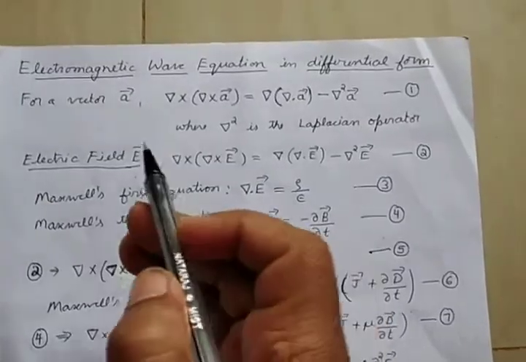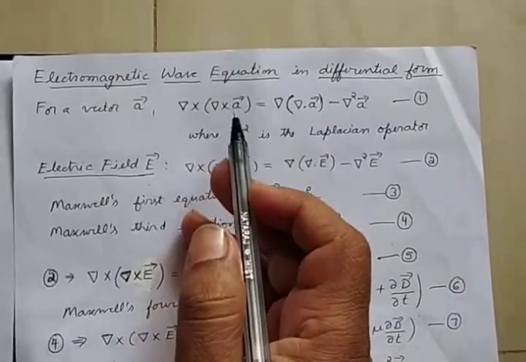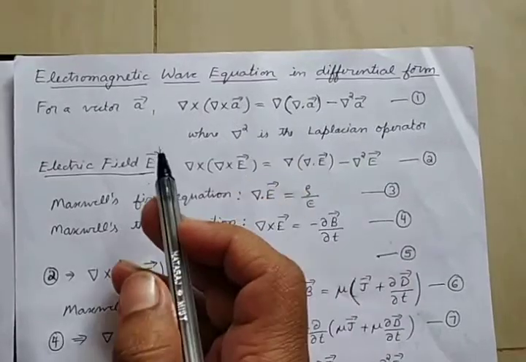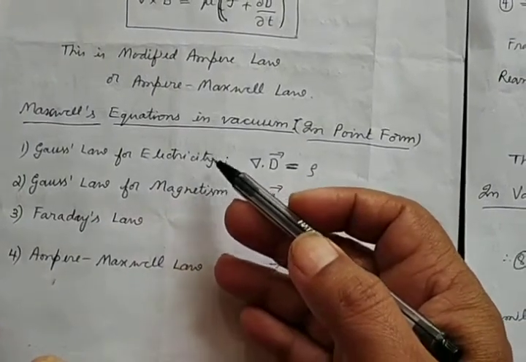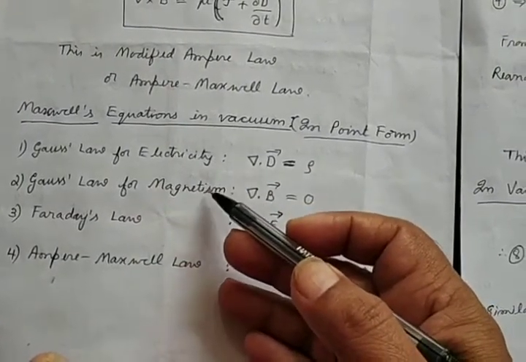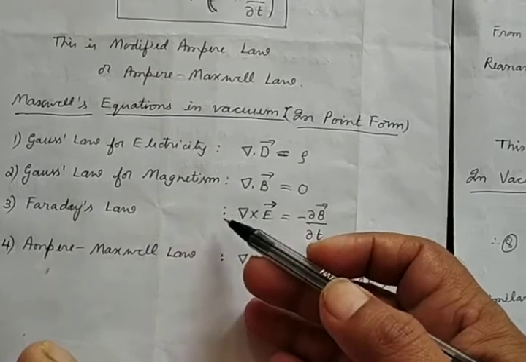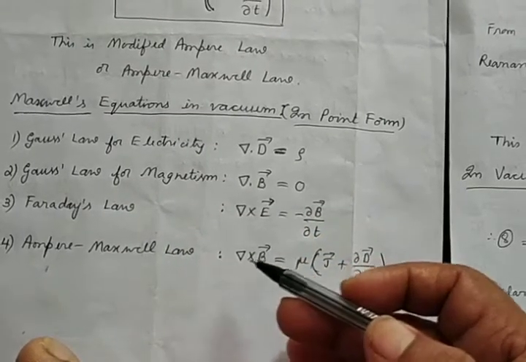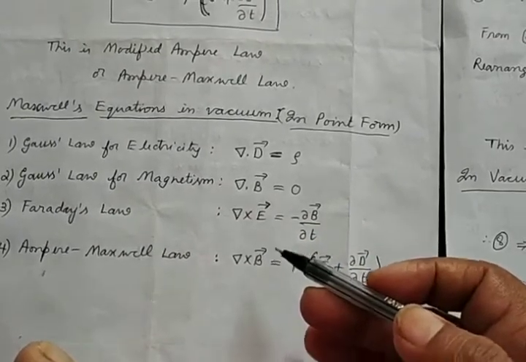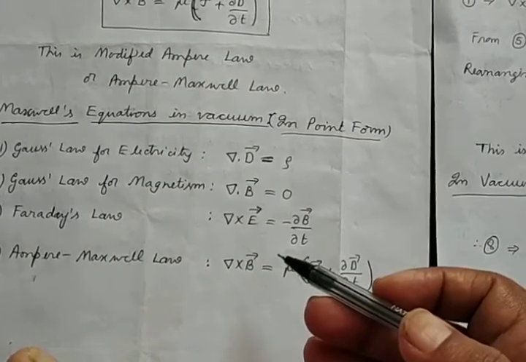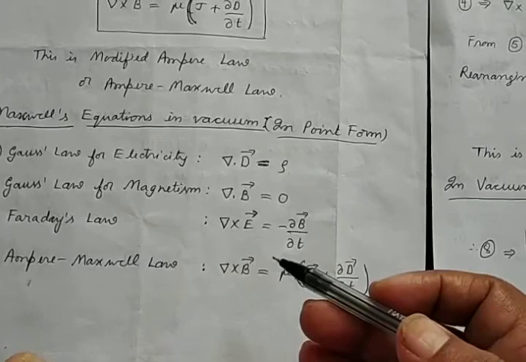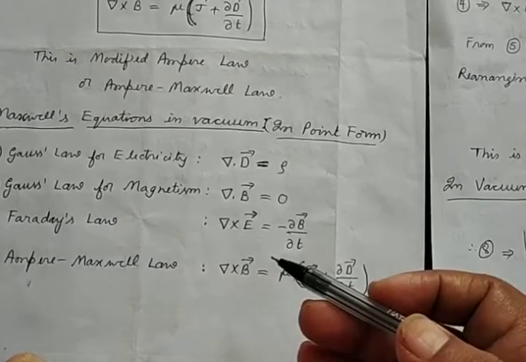Let us now discuss the electromagnetic wave equation in differential form. So last time we discussed Maxwell's equations, the four equations: Gauss law of electricity, Gauss law of magnetism, Faraday's law and Ampere-Maxwell law. So these are the four Maxwell's equations. Using these equations we can now obtain an equation for electromagnetic waves.